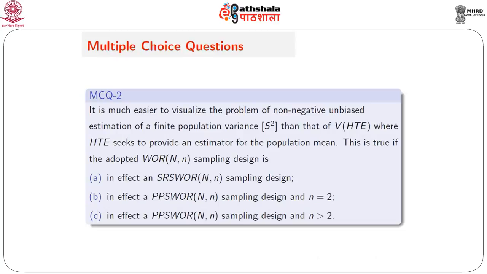So they are giving examples of 3 sampling designs. One is SRSWOR, arbitrary size, other is PPSWOR, sample size 2, other is general PPSWOR. And they are asking how do you assess the two questions? One is estimation of population variance, other is estimation of variance of the Horvitz-Thompson estimator. What is the difference in the difficulty level of the two problems? That is the question here, okay?